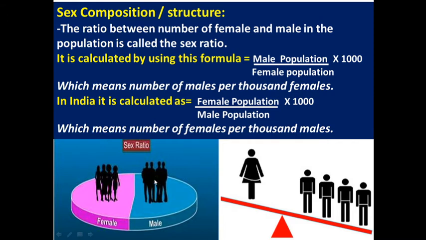If we look at these two images, in the first the number of females is less than the number of males. This is called an unfavorable or imbalanced sex ratio. Here the numbers of males and females are the same or equal. That is a favorable or balanced sex ratio. So this is about the sex ratio and how we find it. We have two formulas or methods through which we can find the sex ratio of a particular region or country.